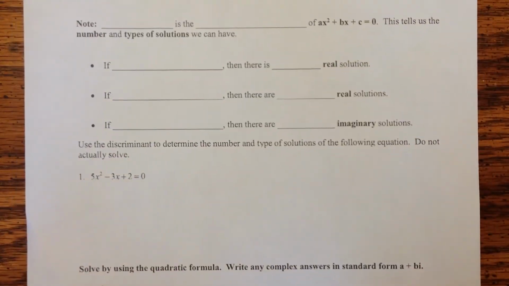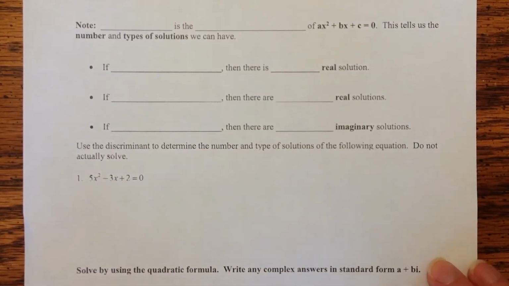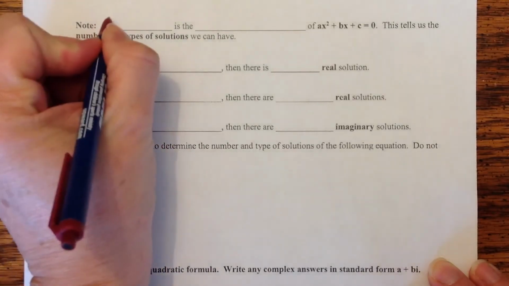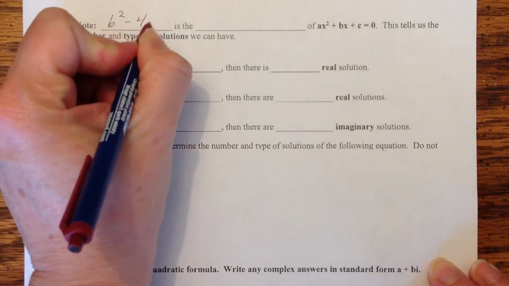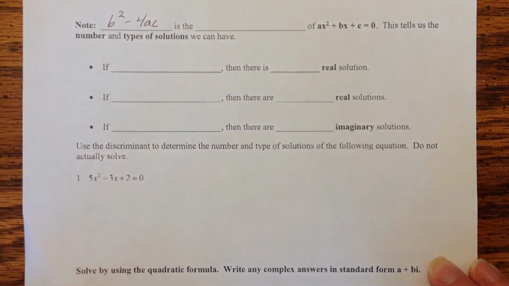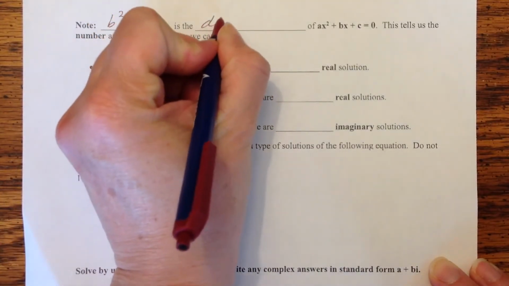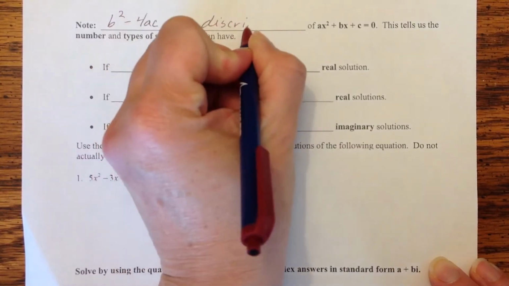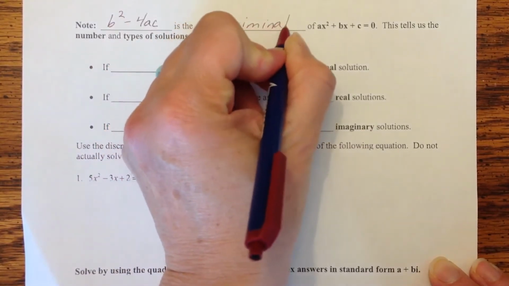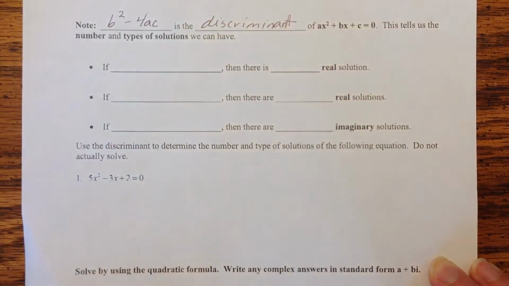So we're going to dive a little deeper into part of the quadratic formula. So we're going to focus on the b squared minus 4ac. That is the expression that sits underneath the square root within the formula. It is called the discriminant. And the discriminant tells us how many answers and what type of answers we will get.